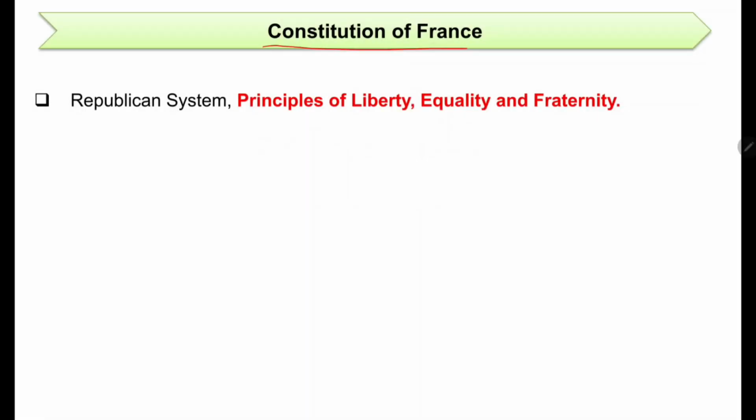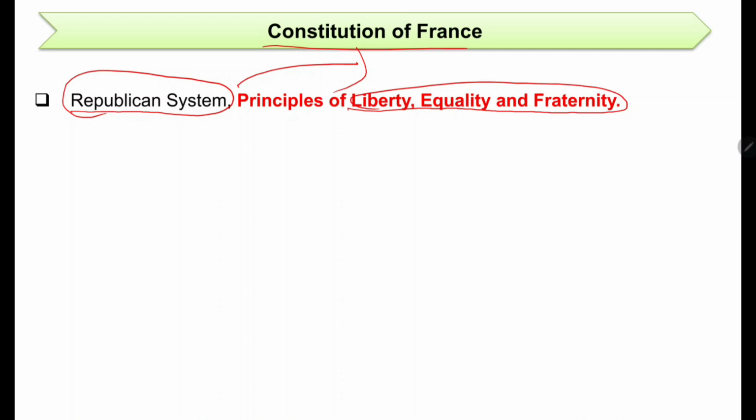Now, the Constitution of France. From here we have borrowed the republican system, that is, a representative form of democracy. Our citizens elect representatives, and those representatives form the ruling party and the government and look after the country. That is the republican system we have borrowed from the Constitution of France. And also the principles of liberty, equality, and fraternity. This is very important.